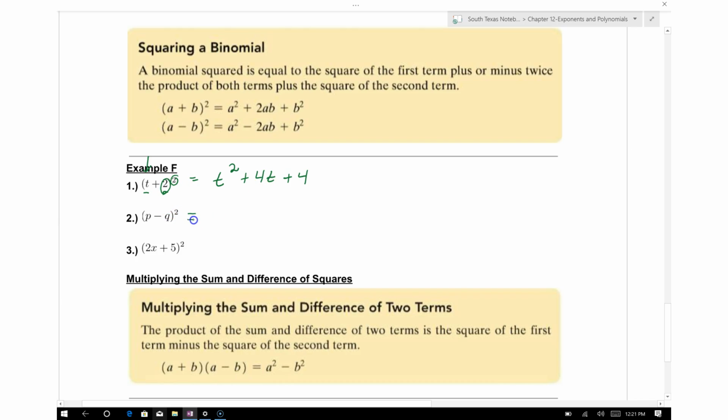And you do the same thing in case of a negative, when you have a minus involved. So you're going to go ahead and square the first term, p squared. You're going to find the product of these three, which will give you negative 2pq. And then go ahead and square the last term, and that will be plus q to the second power.